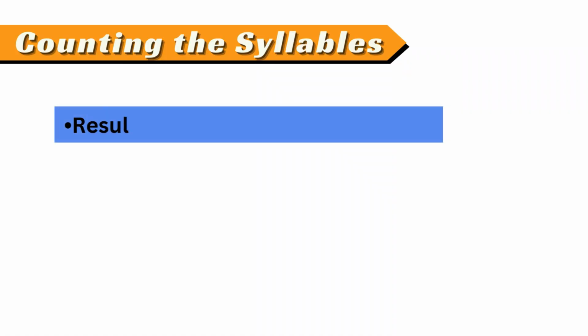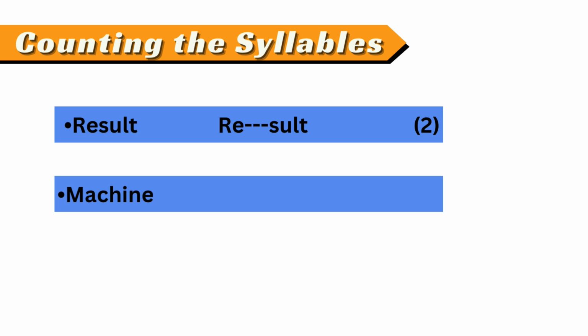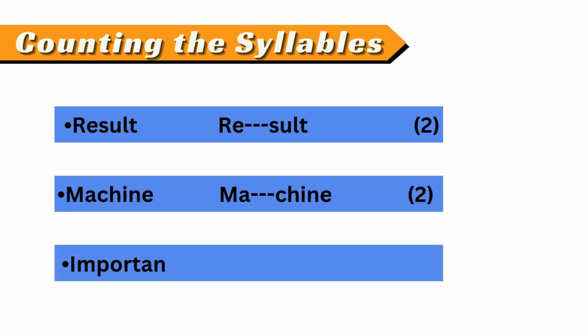You have the word in front of you, result. So you can see there are two syllables in result. Machine. It's also a two syllable word, machine. Important. It has three syllables.